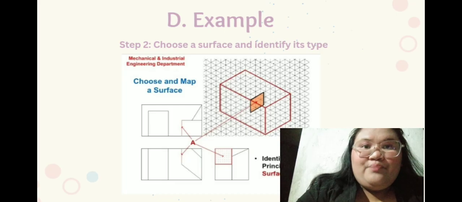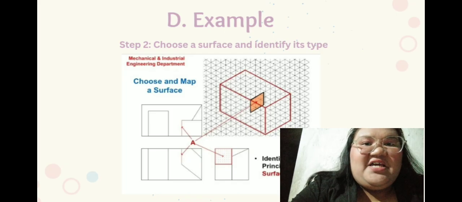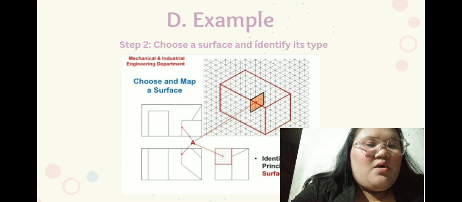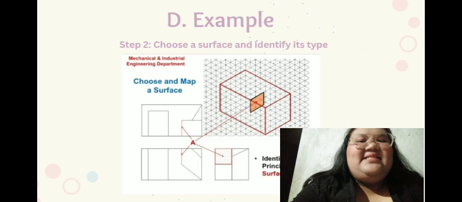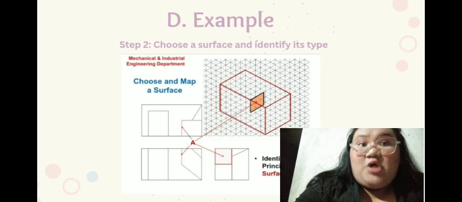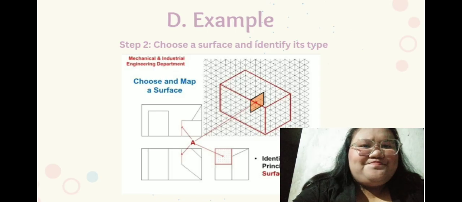Next is step 2. Choose a surface and identify its type. Pick one surface from the orthographic views. Identify whether it is a principal surface, type A, true size in one view, or an inclined surface, type B, slanted in two views, line in one. Or the third type is an oblique surface, type C, distorted in all views. This helps you know how to correctly draw the surface in 3D.